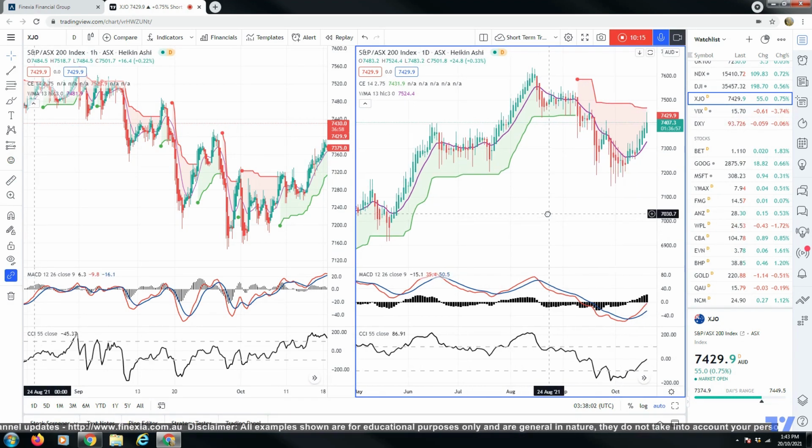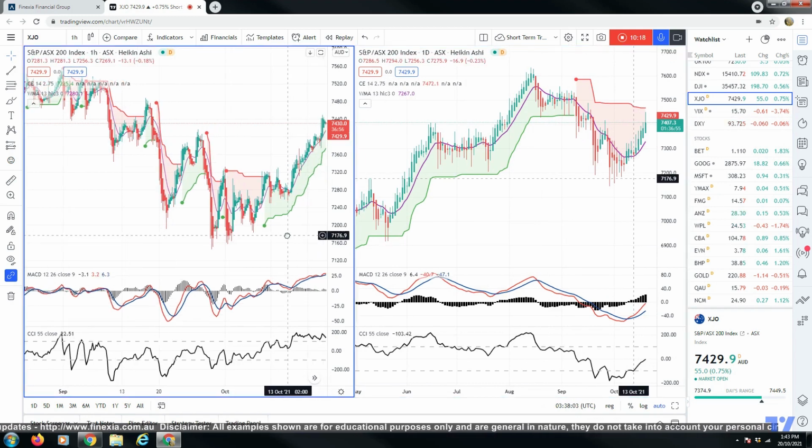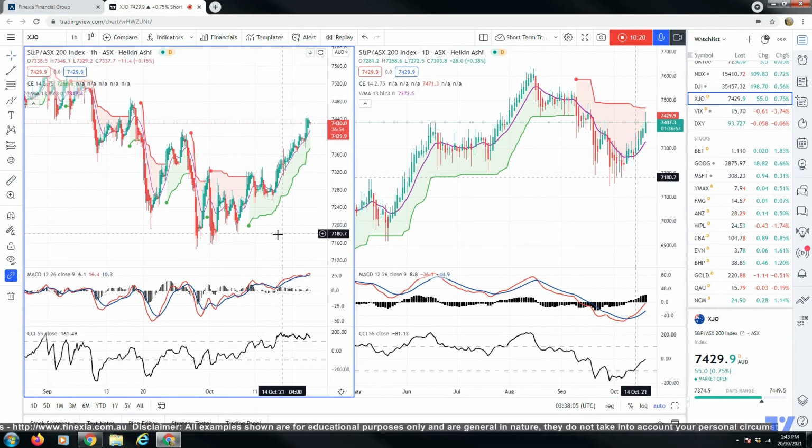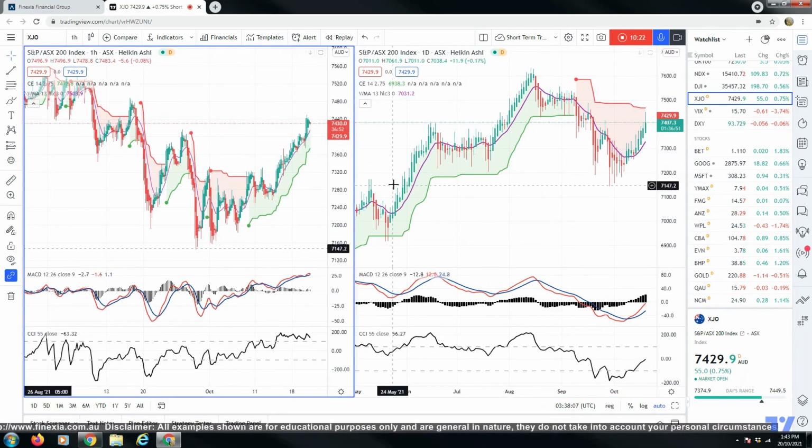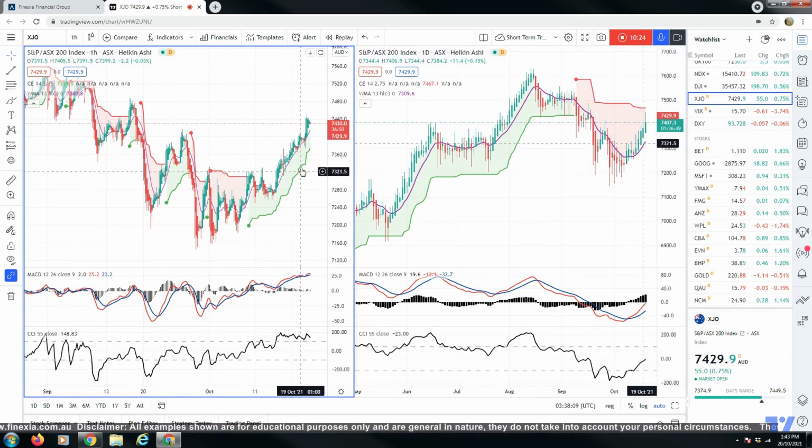And if we just drag that forward, that's basically what it's gone on to do. So trend is still up as long as we got a green chandelier exit line. Even if it goes to red, as long as the red chandelier exit line does not get below the green, you'd still be of the opinion that the shorter term trend is still up on the hourly chart.